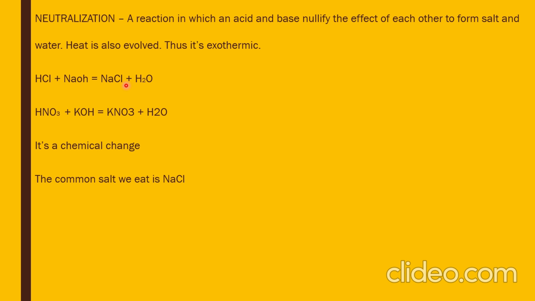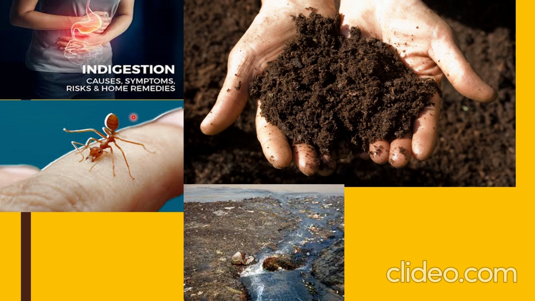Now we have many reactions and we know that they can be exothermic or endothermic. This one is exothermic, it releases heat. And next, some examples of neutralization are HCl, hydrochloric acid, plus NaOH, giving NaCl plus H2O. HCl is hydrochloric acid, NaOH is sodium hydroxide, it's a base, it gives rise to sodium chloride. NaCl is the common salt we use in cooking. And water. Another example is HNO3 plus KOH, giving KNO3 plus H2O. Neutralization is a chemical change.